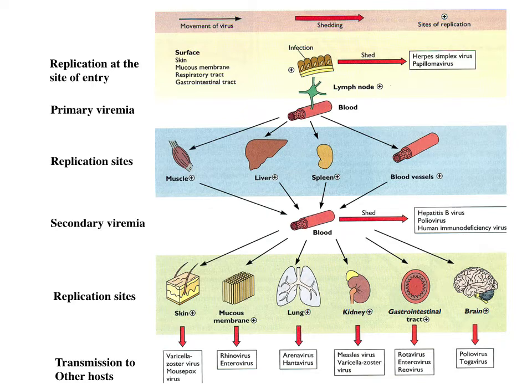So we have very different patterns of pathogenesis, even though the basic steps are the same in terms of entry, replication, primary viremia, additional replication, secondary viremia, more replication, and then shedding or transmission to other hosts. So these different viruses address these issues in different ways, and it results in different patterns of pathogenesis. Let's look at another example.